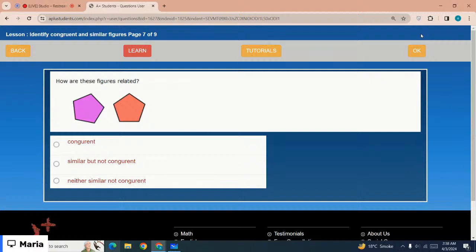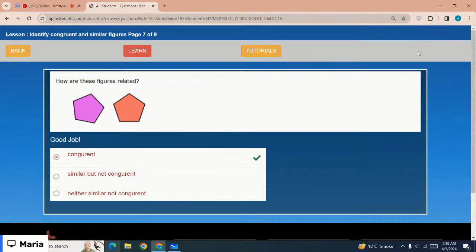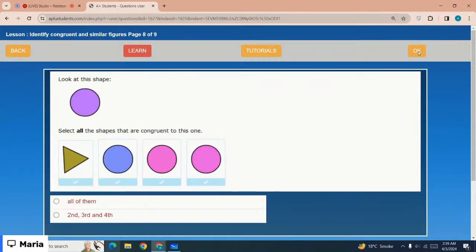Okay, look at these figures. Are they related? So which is the correct option? They are congruent because they look exactly the same. They have the same measurements also. Okay, look at this shape. Select all the shapes that are congruent to this one. So which is the correct option? That is second, third, and fourth is the correct option.